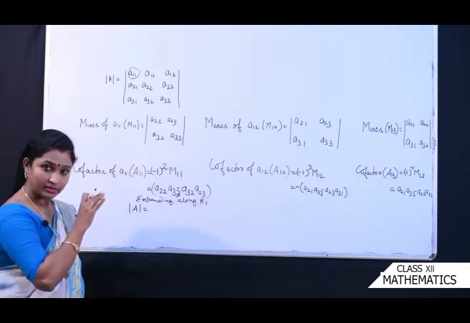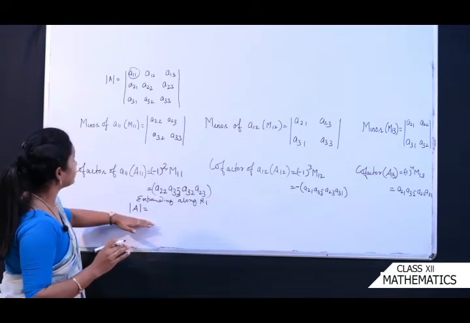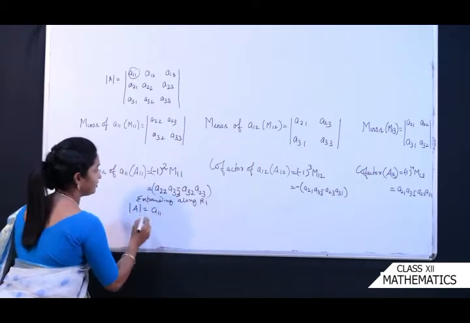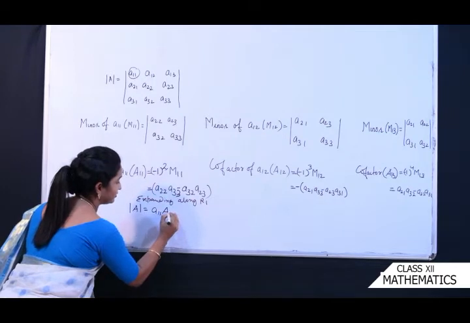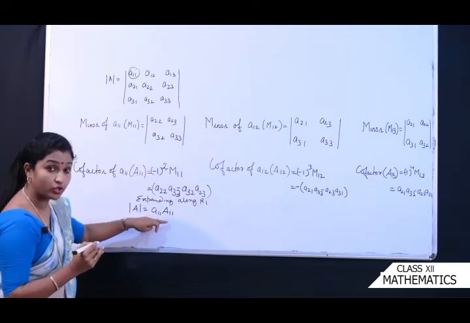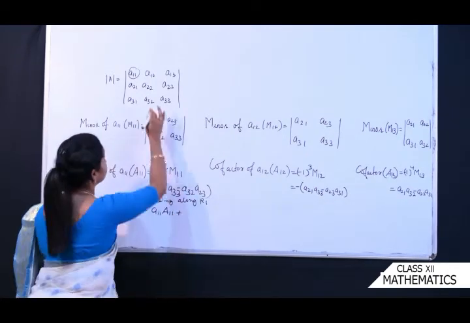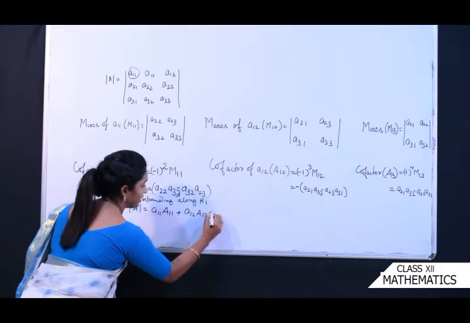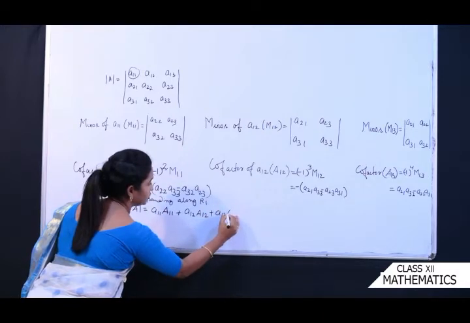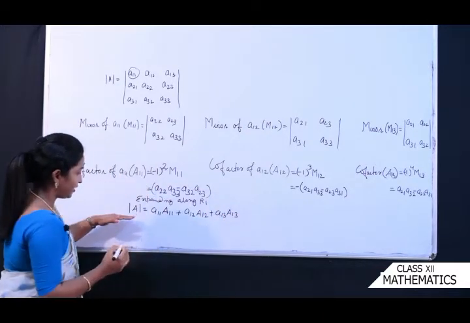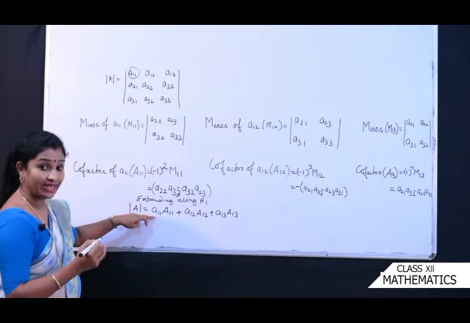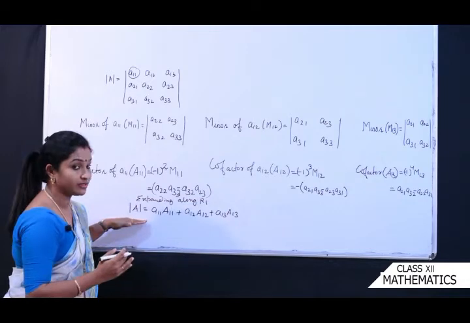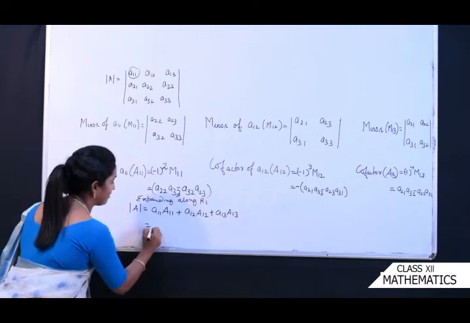ठीक है, रो 1 से मैं expand कर रही हूँ. So when you expand it, look at here, you have to first write A11 into its cofactor. ठीक है, A11 into its cofactor plus second element क्या है? A12 into its cofactor plus A13 into its cofactor. ठीक है, when you multiply the element with its cofactor and again when you combine all the three, you'll be getting determinant of A.